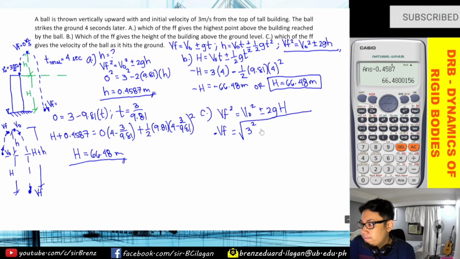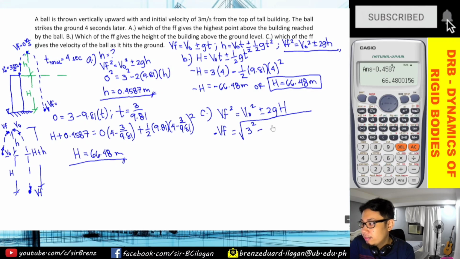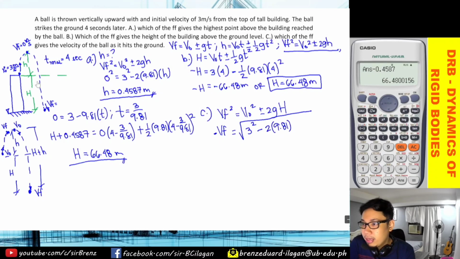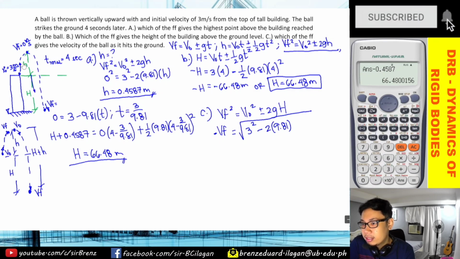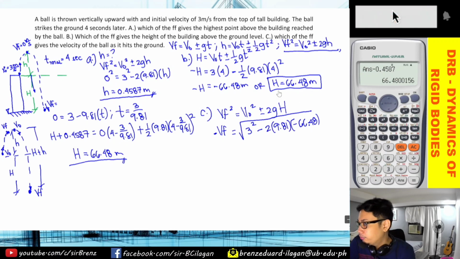And then, pataas yun. So, lumabag sa direction ng gravitational acceleration. So, minus 2 times 9.81. Pero yung sinusukat niya is also pababa. Ayan, pababa yung h. Ito pataas. So, this is also negative h, which is 66.48. So, negative, negative. So, mag-a-add lang yung dalawa.